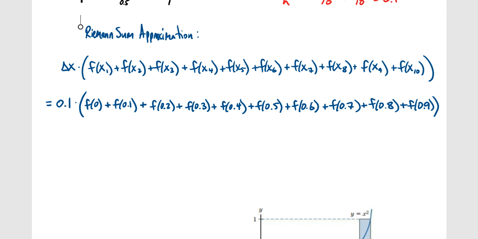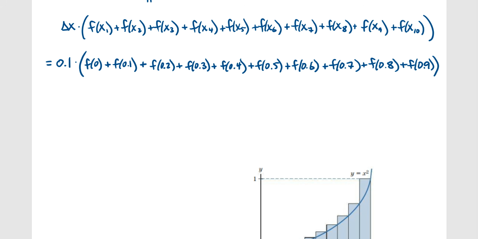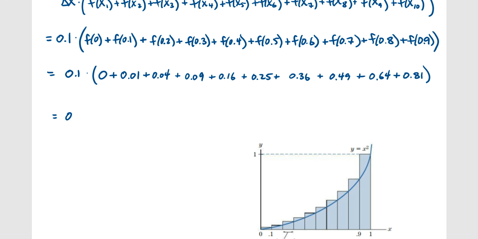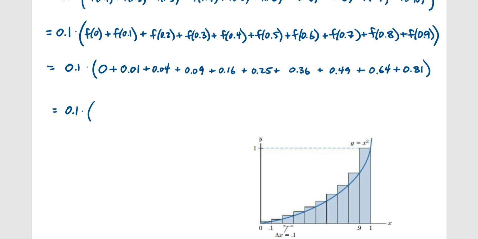So now we have to do each one of these. I'm not going to actually go ahead and write each one in because there's a bunch of them, but you would evaluate f of 0, so 0 squared, 0.1 squared, 0.2 squared, and so on. So I'm just going to skip to what we get when we do that. If you do the function evaluated at all of those x values, you get all of these decimals, and then we go ahead and add them all together. And we get 2.85. We multiply that by 0.1, so we get 0.285 for our approximation.